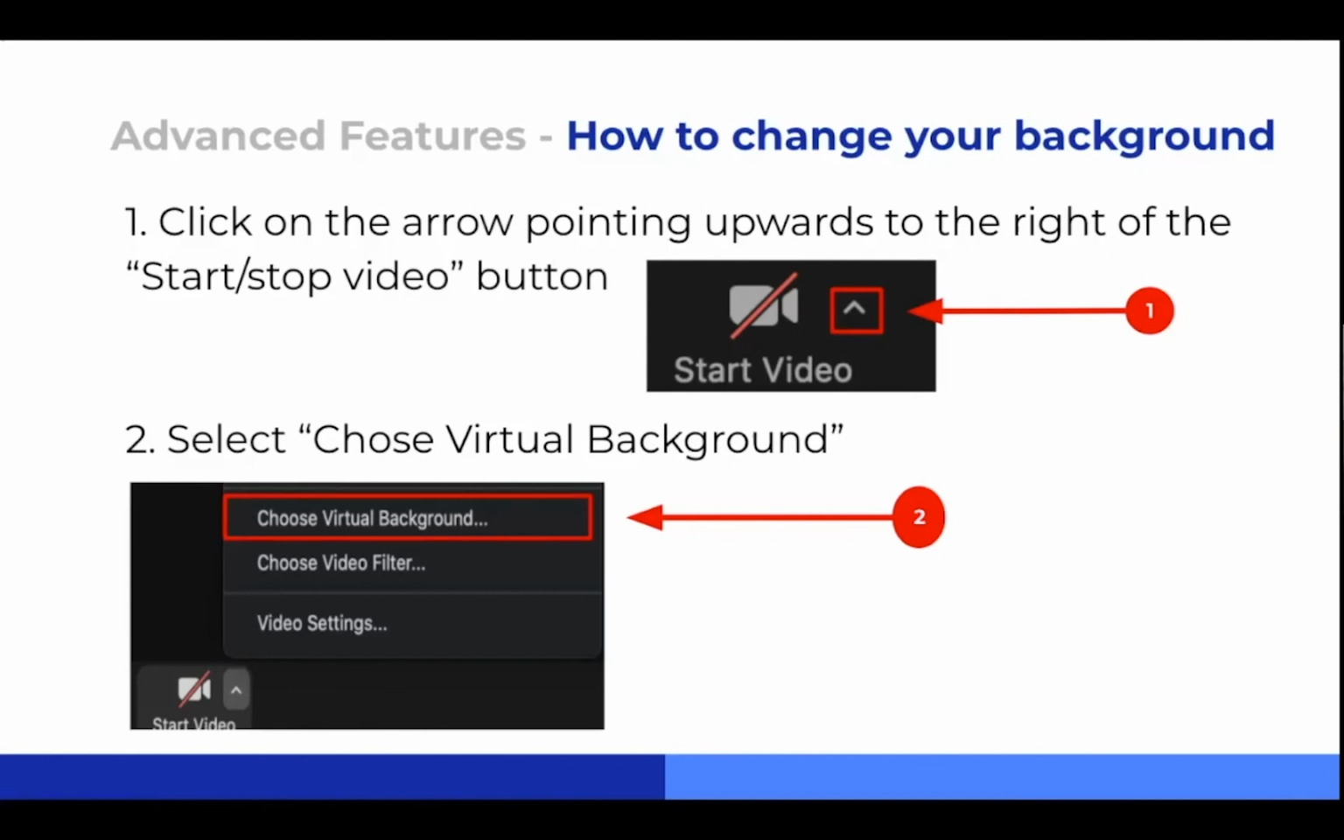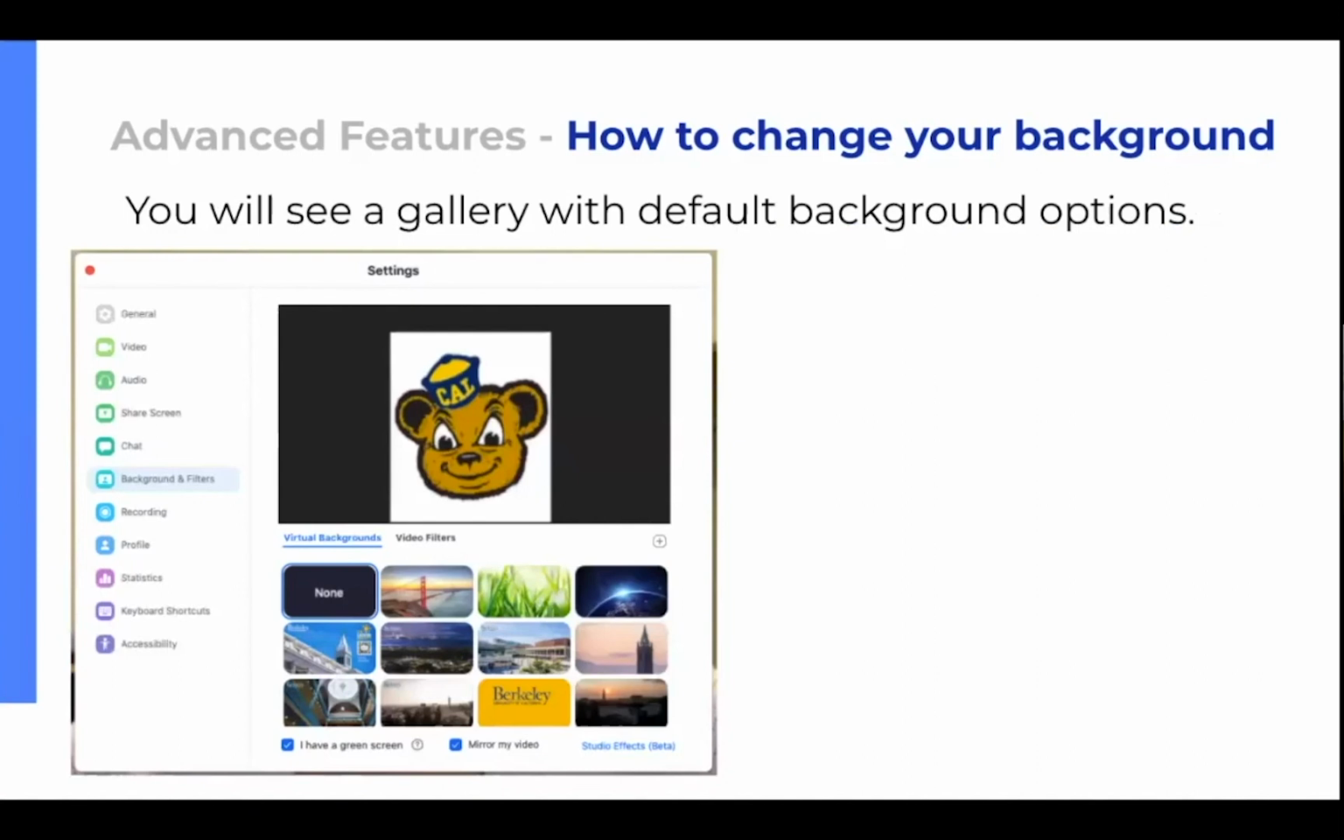But you're going to focus on that upwards arrow that's pointing up, to the right of the video icon. So what you're going to do is click on that icon, and select choose virtual background. Once you've selected choose virtual background, what's going to appear is that window that's being presented on the screen right now.